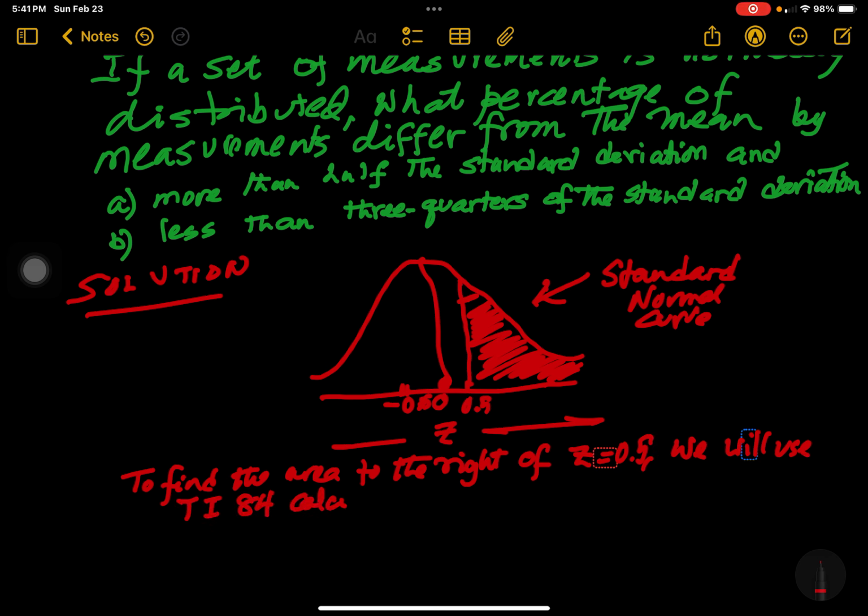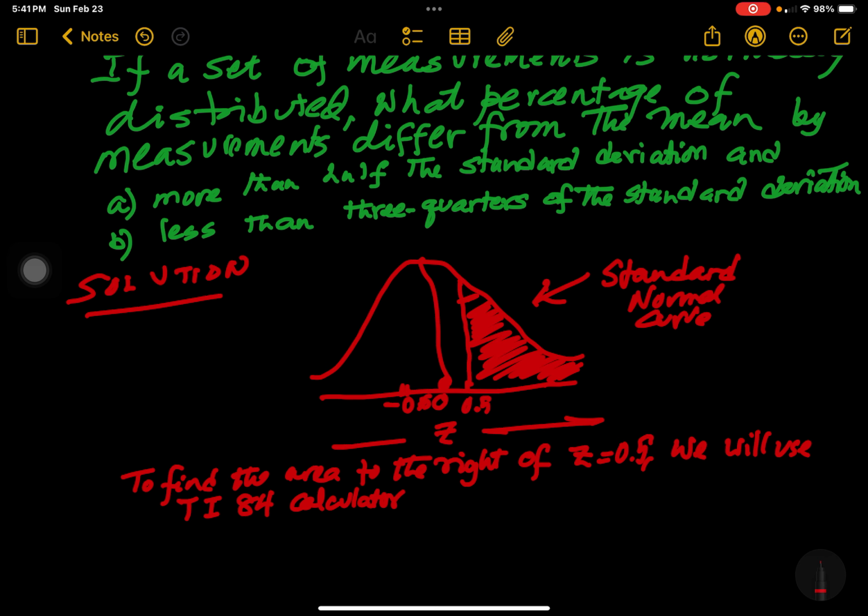Now the question may be, why is the z-score 0.5? Remember, the z-score indicates how many standard deviations you are away from the mean. If you are half a standard deviation away from the mean, the z-score is 0.5, because the z-score indicates how many standard deviations you are away from the mean.